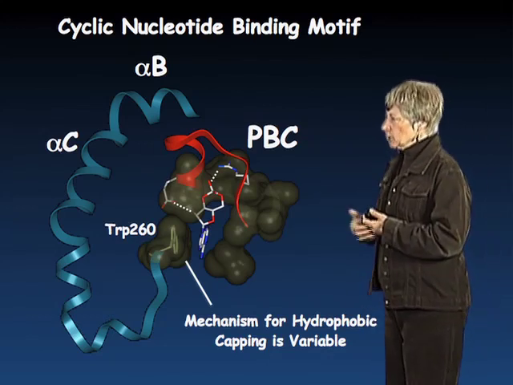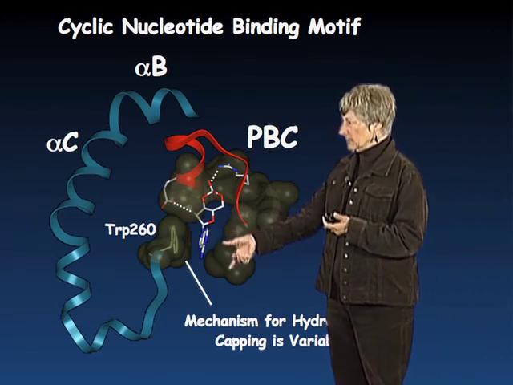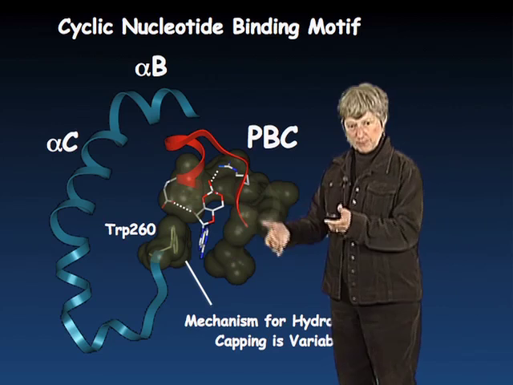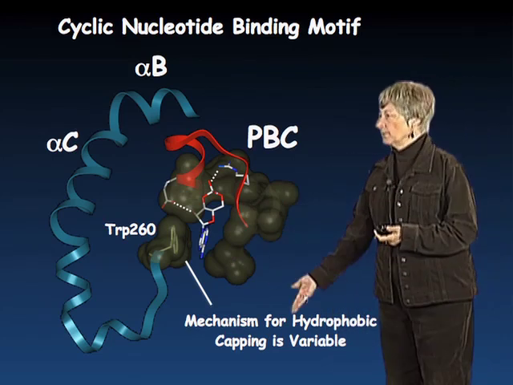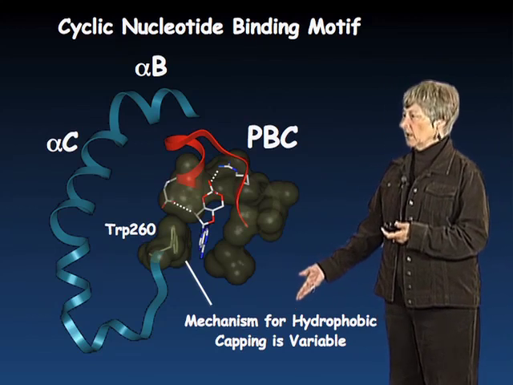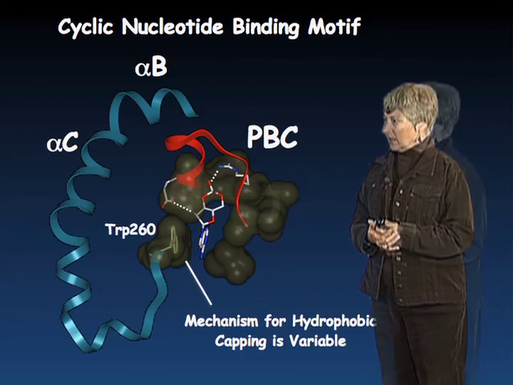And each cyclic nucleotide binding domain has a hydrophobic capping residue, so you can see that the adenine ring is capped between two hydrophobic residues. This can come from different parts of the molecule, but the PBC, the B and C helices, these are conserved.